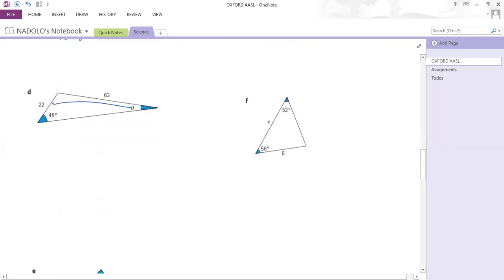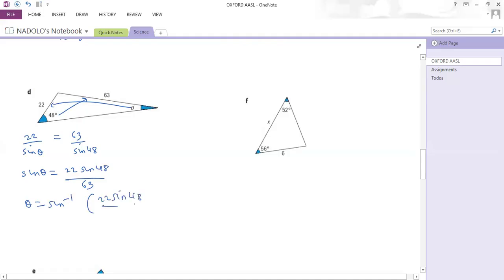So this angle is facing this side, and this is facing that side. So we can comfortably do 22 divided by sine theta, given by 63 divided by sine 48. We need to cross multiply to obtain sine theta, 22 sine 48 divided by 63. And if you want to get theta, you should do sine inverse of the answer you have obtained up there. And if you do this using a GDC, the theta should be 15.0 degrees.